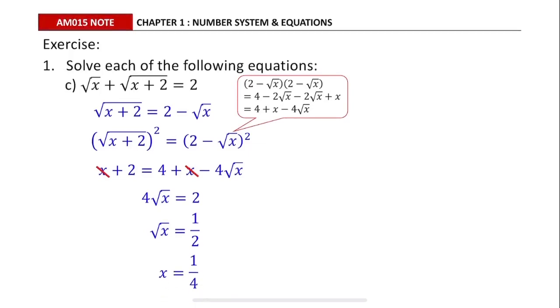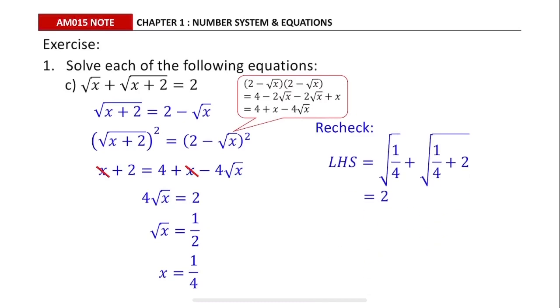x equals 1 over 4. Now we have to check this answer. Substitute x equals 1 over 4 into the left side and the right side. Since the values are the same, this answer is true for this equation. Therefore, x equals 1 over 4 is the answer.